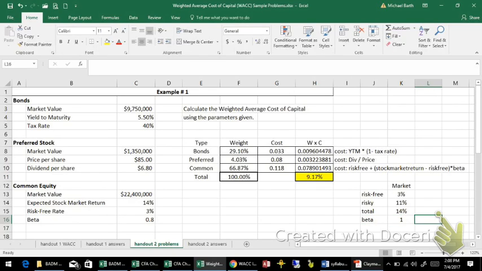The beta for this particular company is 0.8, which means that the risk premium for this particular company is smaller than the average. Its risk premium would be 11% times 0.8. So its risk premium is smaller. It has the same risk-free portion, but its risky portion is smaller. So this particular company has a cost of capital of 11.8%.